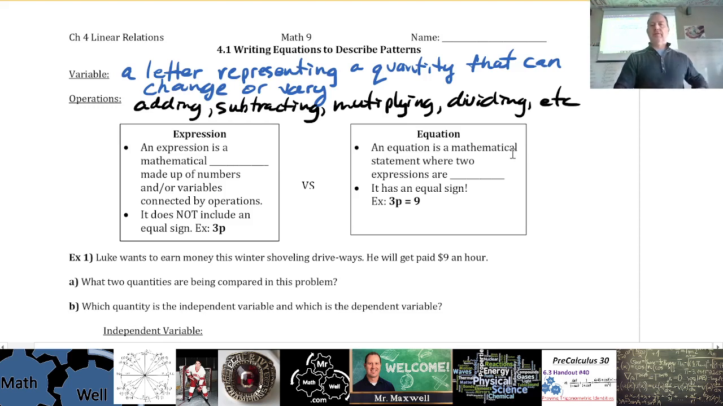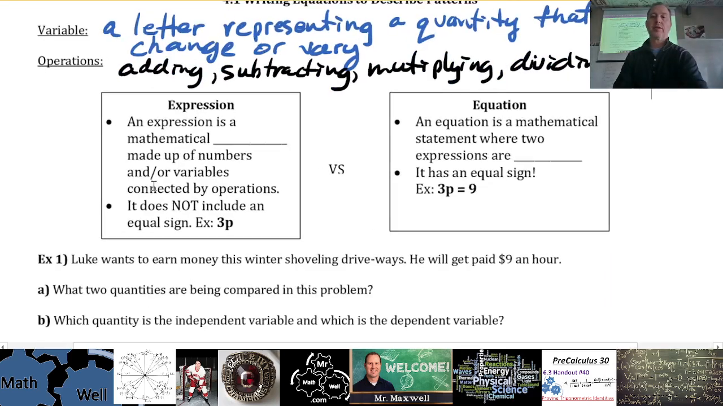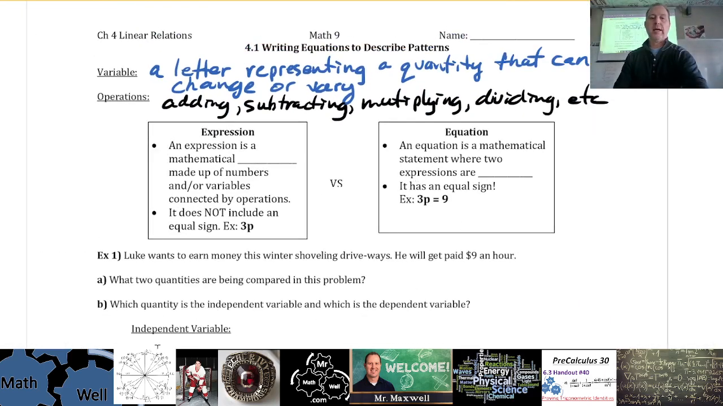Let's talk about the difference between an expression and an equation. An expression is a mathematical, the blank there is statement. I'm going to ask you to put statement here. A mathematical statement made up of numbers and or variables connected by operations. It does not include an equal sign.